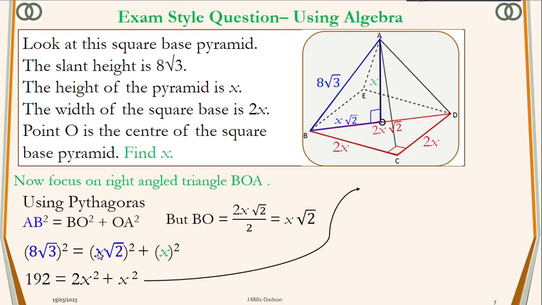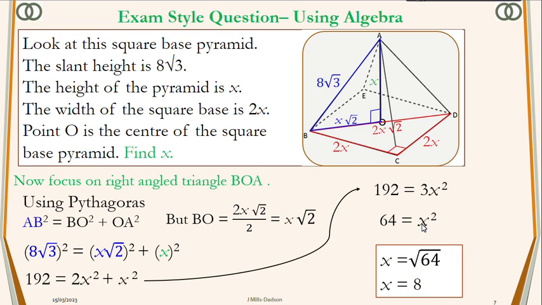This actually means x squared is x squared. Root 2 times root 2 is 2. That's why it's 2x squared. And plus x squared. So when you simplify, you have 192 equals 3x squared. Divide both sides by 3. You have 64 equals x squared. And find the square root on both sides. So you end up having x is equal to 8. So that means that x is equal to 8.